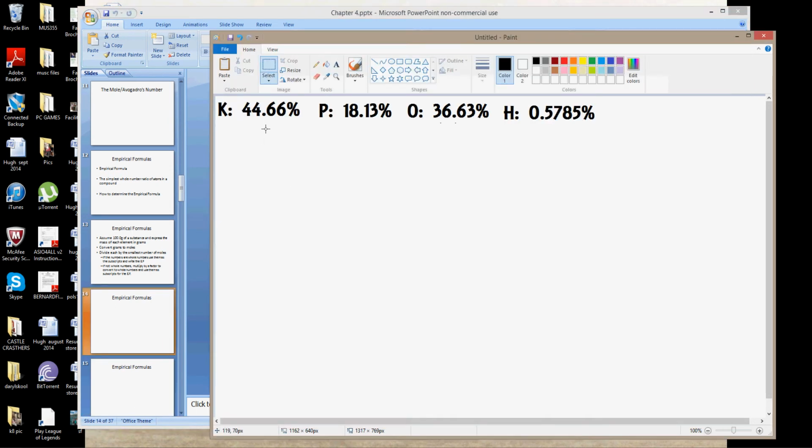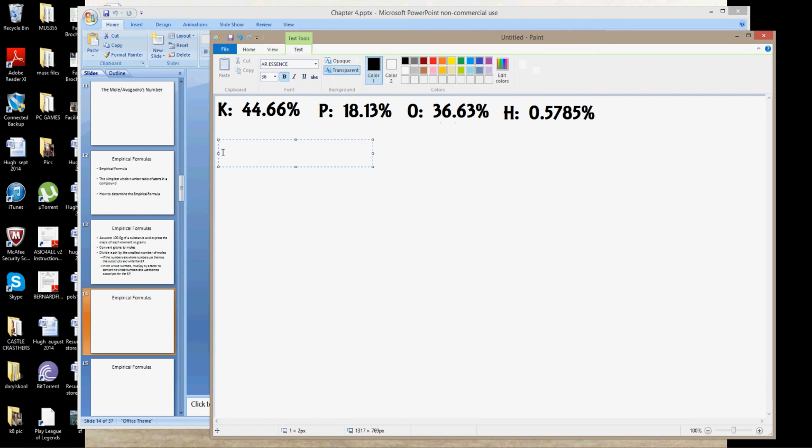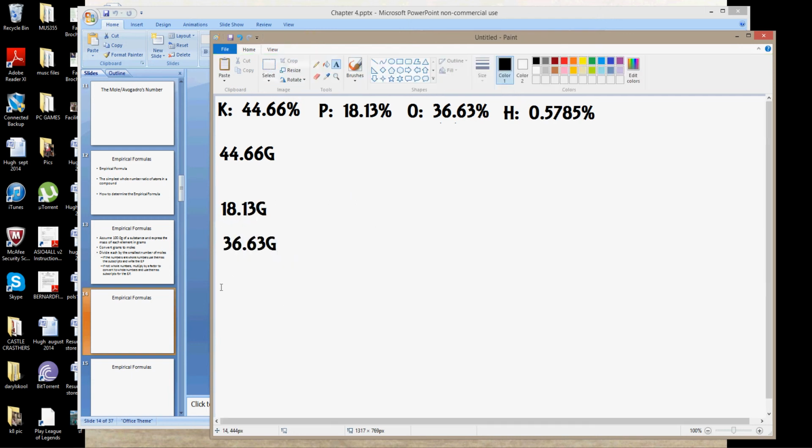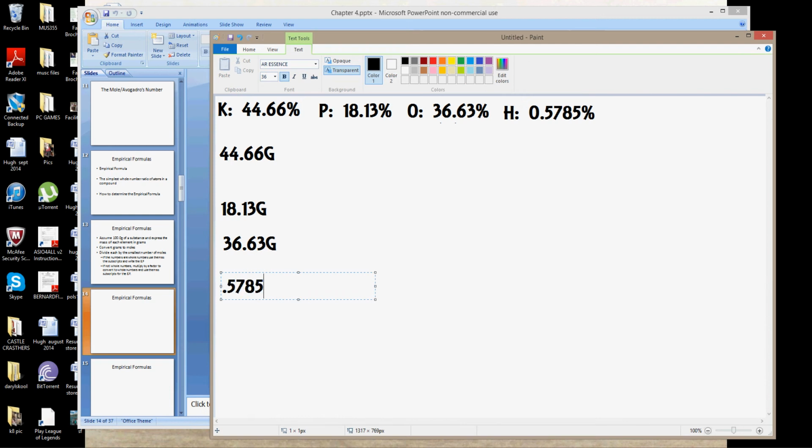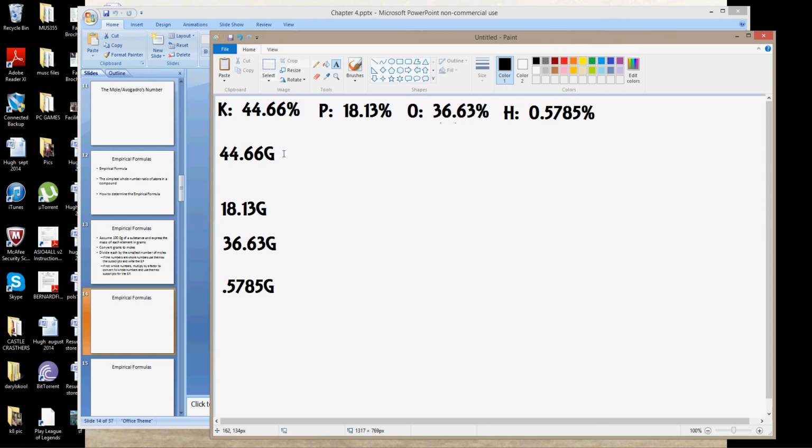Bam! Here's an example of what he gave us. First, you're gonna look at these. See, they're all percentages, right? You're gonna make them grams by doing it like this. 44.66 grams. Oops, 0.66 grams. Next one, 18.13 grams. 36.63 grams. 0.5785 grams. Alright, you see how I just put them into grams?